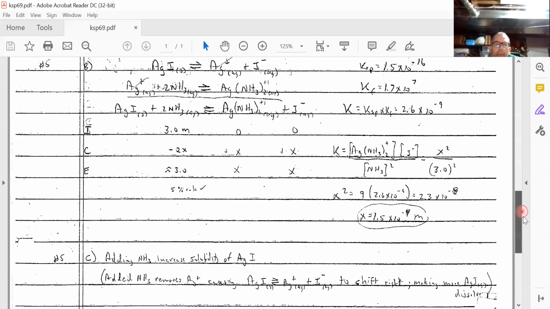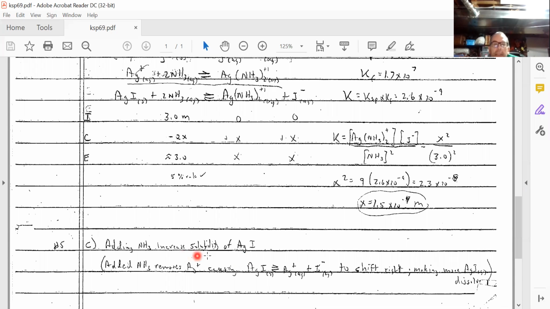Looking at the language, we said adding NH3 increases the solubility of AgI. Added NH3 removes Ag plus, causing this to shift to the right. I know that's shifty language, okay? So we will say it causes reactants to be consumed to form products, and then makes the AgI dissolve better.